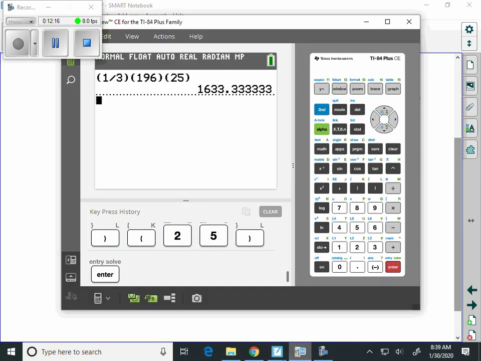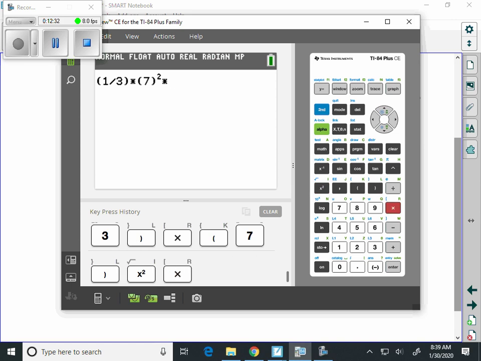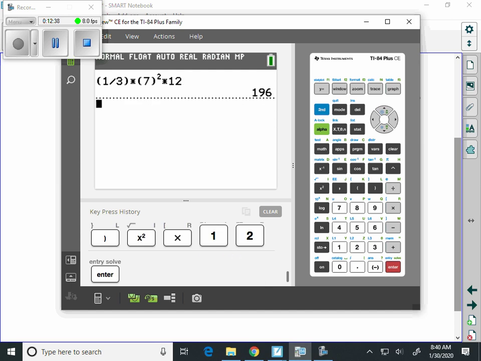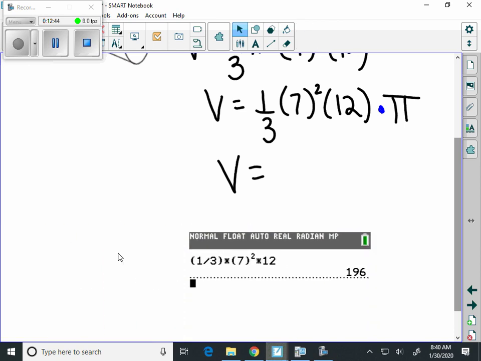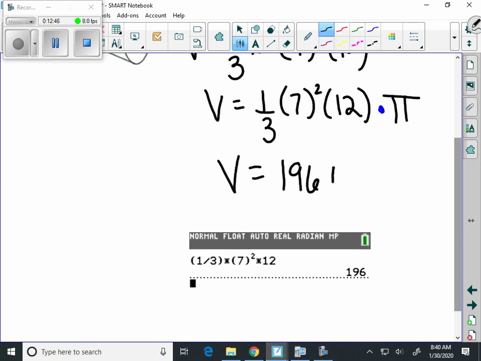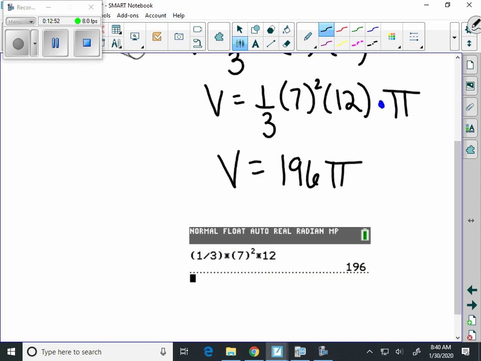Pulling up the calculator: 1 divided by 3 times 7 squared times 12. We get 196. So our volume is going to be 196 pi. Our units, again, volume is measured in cubic units, so this is feet cubed.